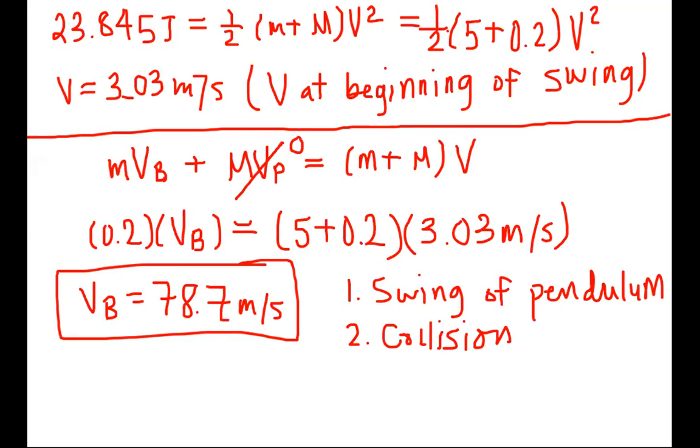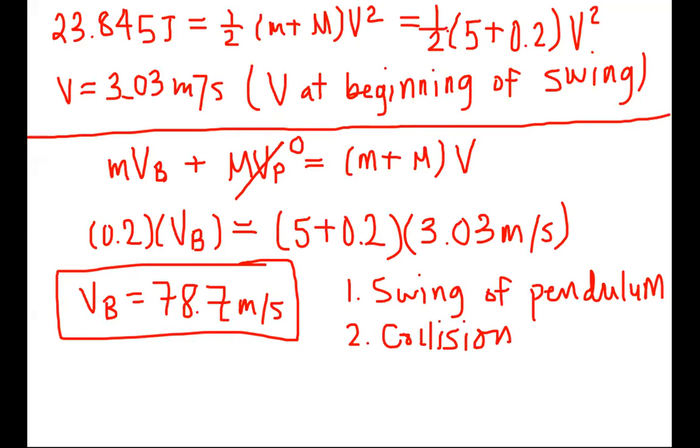The reason that we have 0 for M V of the pendulum is because we're looking at the pendulum right before the collision, and before it collides with the bullet, the pendulum isn't moving. It's stationary until it's hit with the bullet, at which point it gains kinetic energy. So before that happens, it doesn't actually have any velocity, so we can say that M V P is equal to 0.